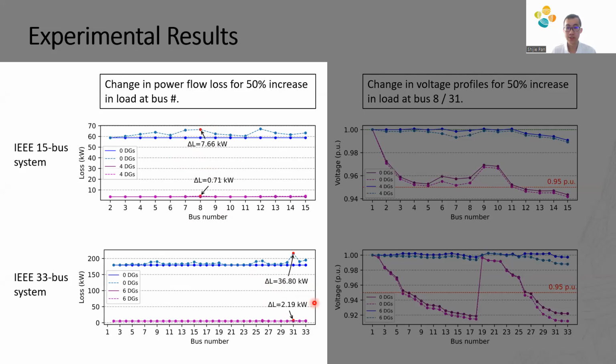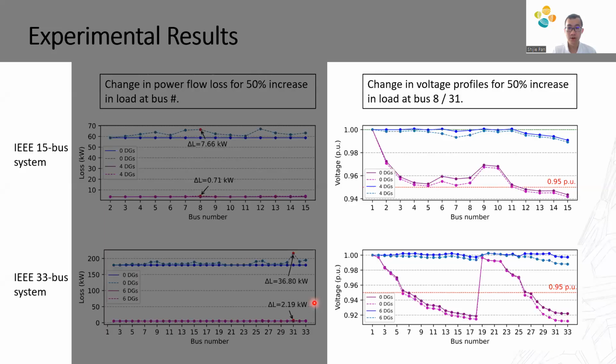Also, we want to know the change in the voltage profiles, so we check the voltage profiles of the system when there is a load increase at bus 8 in the IEEE 15-bus system, and at bus 31 in the IEEE 33-bus system, which are where we have the biggest power loss difference. We can also see that even though there is still some variation in the voltage, because our optimization has pulled up the voltage to be around 1 per unit, we have much more margin before it drops and violates the limits. And this tells us the optimization makes the system more healthy.